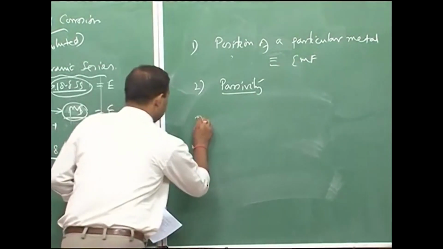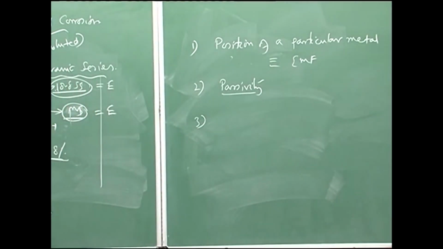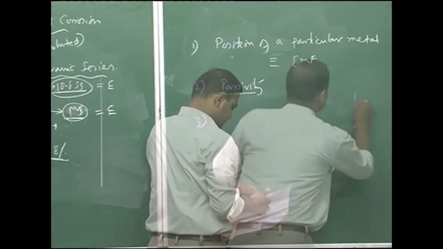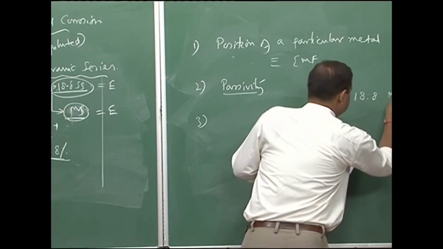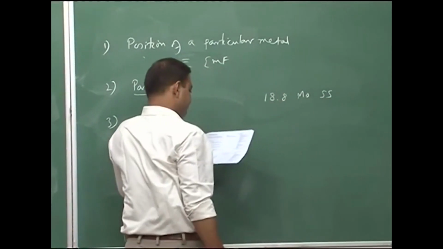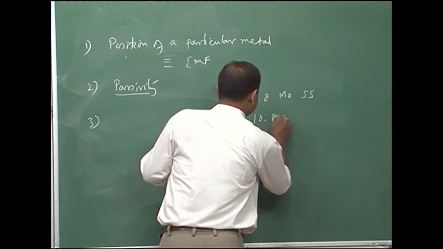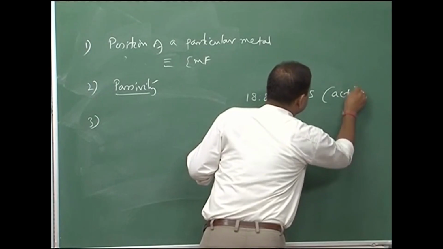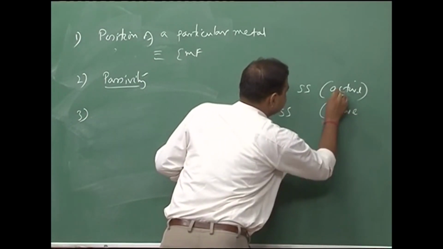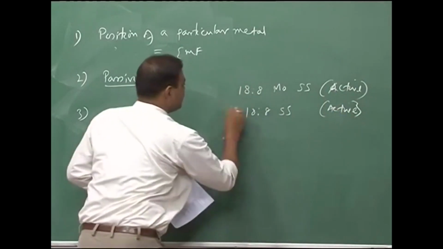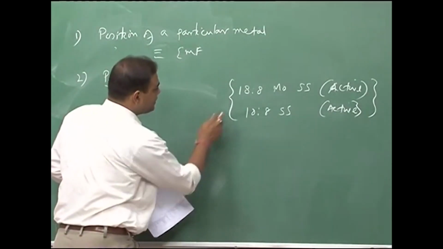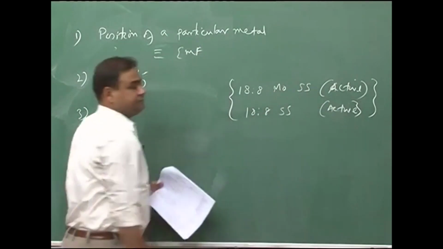Then, in the galvanic series, if you look carefully in a book, you will see some examples. For example, let us say 18-8 molybdenum stainless steel, then 18-8 stainless steel, and both are in the active state. You can see in the book that it is bracketed. Now, there are two issues: why there is a bracket, and why I have written active here.